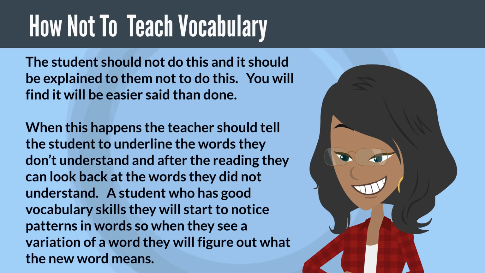When this happens, the teacher should tell the student to underline the words they don't understand, and after the reading they can look back at the words they did not understand. A student who has good vocabulary skills will start to notice patterns in words, so when they see a variation of a word they will figure out what the new word means.